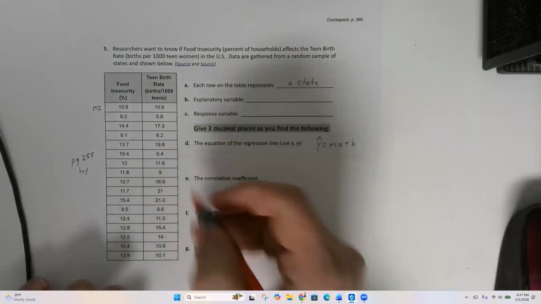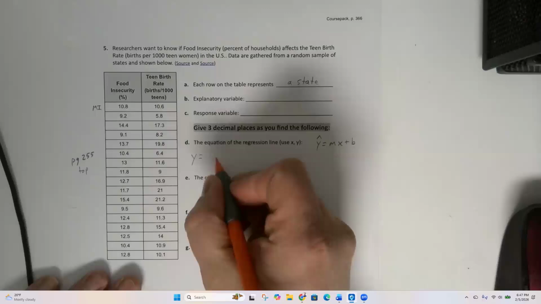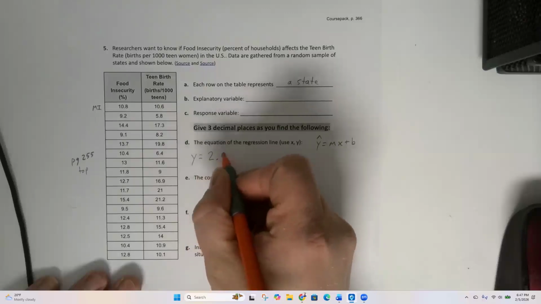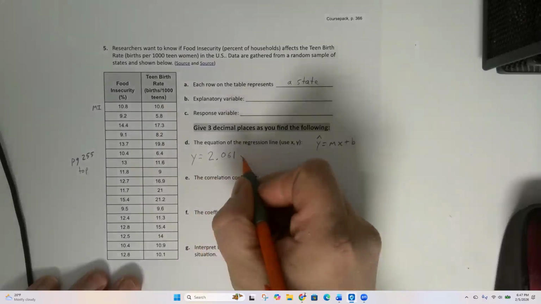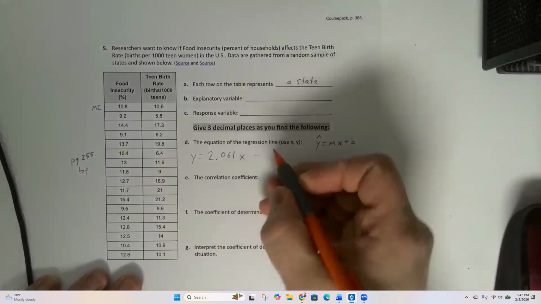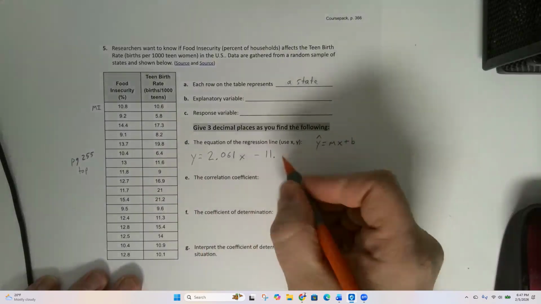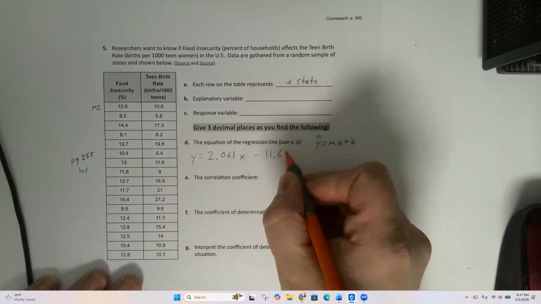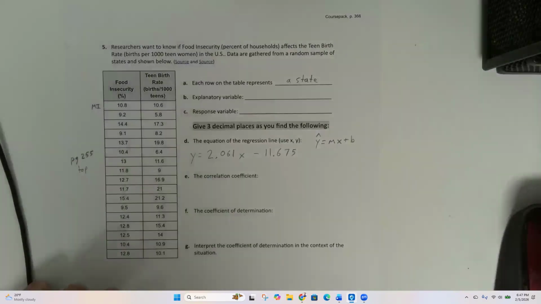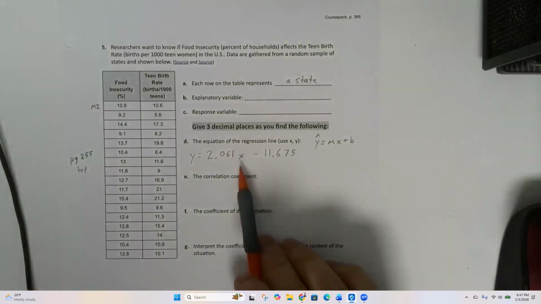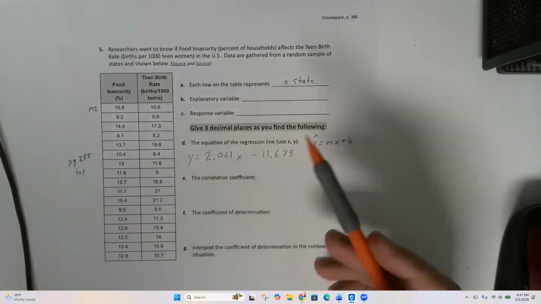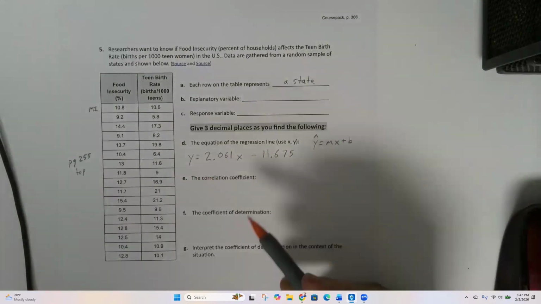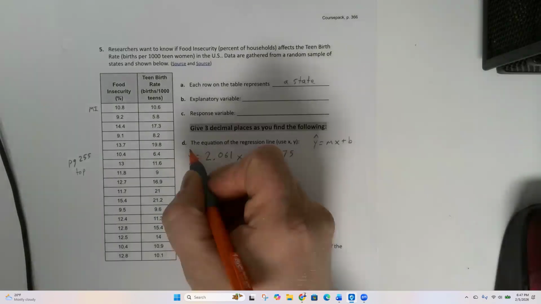So I'm going to write y equals 2.061x minus 11.675. And I already dropped the hat off. So if you want to put the hat on, it's y hat.